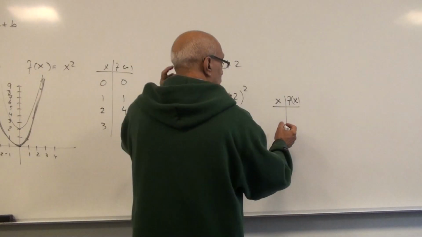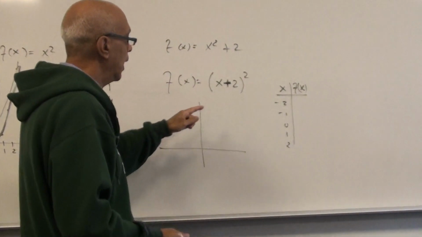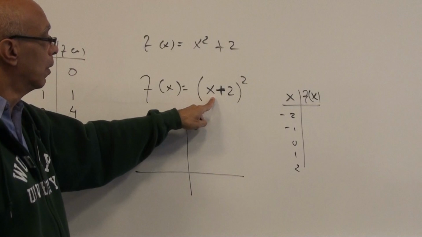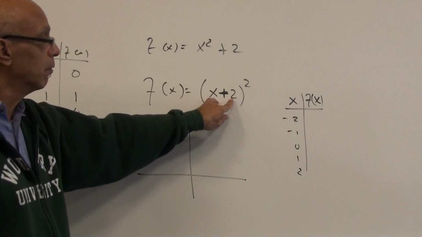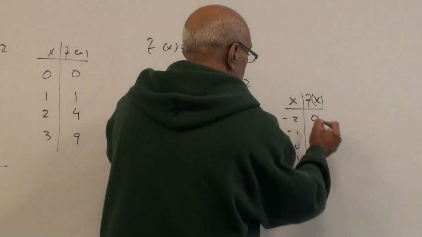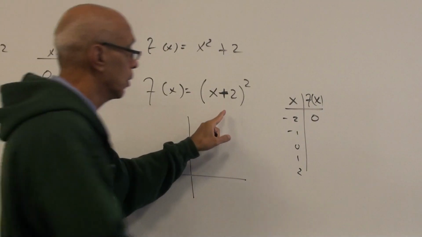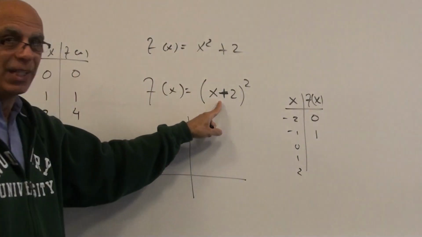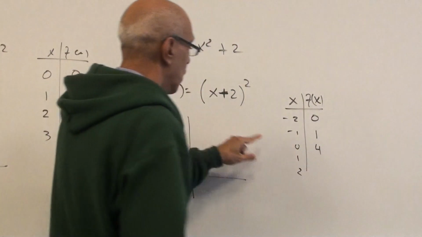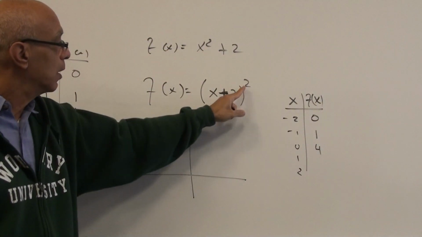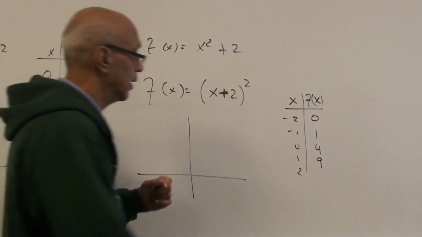So let's do here some x values: -2, -1, 0, 1, and 2, and see what happens when x is -2. When x is -2, -2 and +2 is going to be 0. So 0 squared is 0. There you go. When x is -1, -1 and 2 is going to be +1, and it's going to be 1. When x is 0, this is going to be 2 squared, so it's going to be 4. When x is 1, there's going to be 3, 3 squared is 9. And when x is 2, 2 plus 2 is 4, squared is 16.